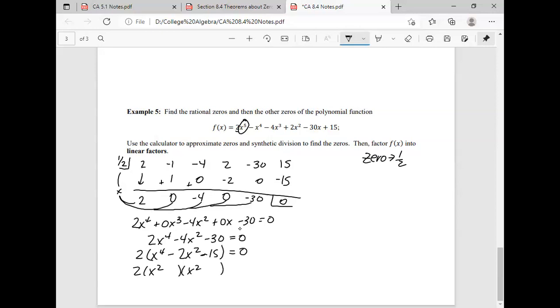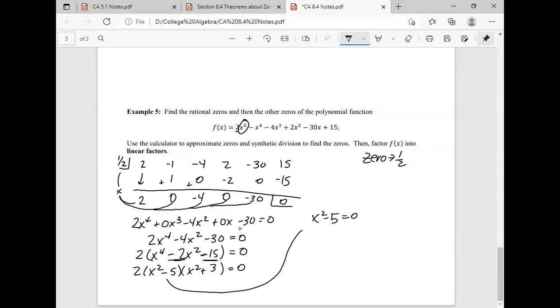multiplies to give me negative 15 but adds to give me negative 2? Let me say that again. What multiplies to be negative 15 and adds to be negative 2? It's going to be negative 5 and positive 3. So negative 5 times 3 is negative 15, and negative 5 plus 3 is negative 2. So once I know this, I'm going to look at these two terms. One of them is, when is x squared minus 5 equal to 0?